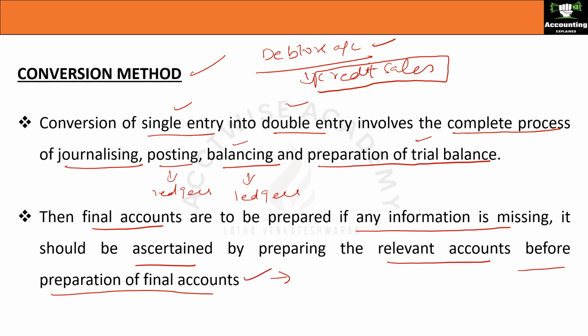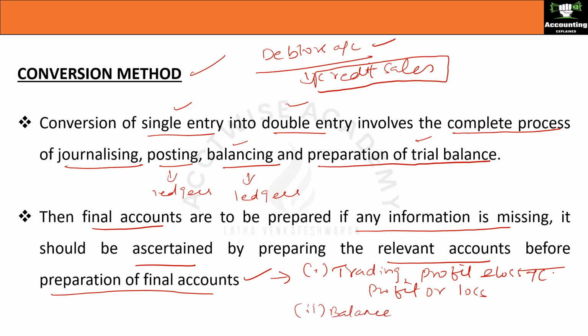What are the steps to be followed in the preparation of final accounts? There are two steps. What are they? Yes, preparation of trading, profit and loss account. Why is this account prepared? To find out the profit or loss of the organization. Then the second step is the balance sheet. Why do we prepare the balance sheet? To find out the financial position of the organization.